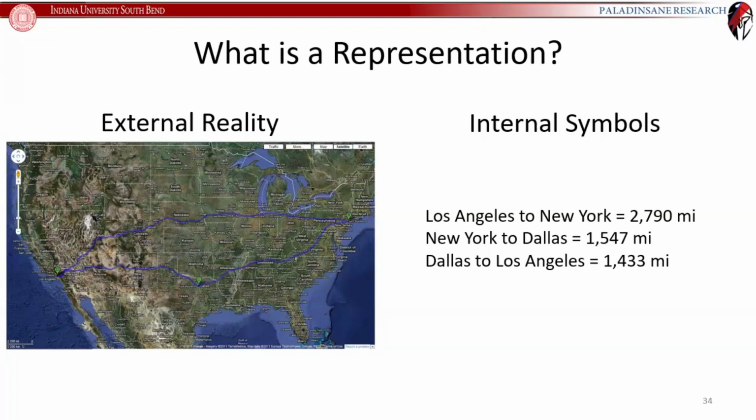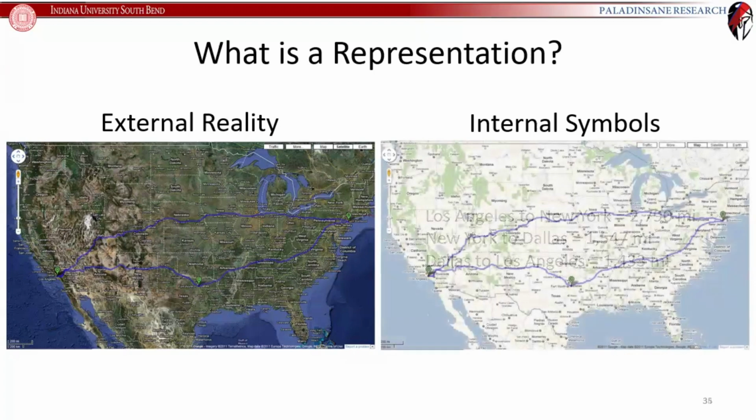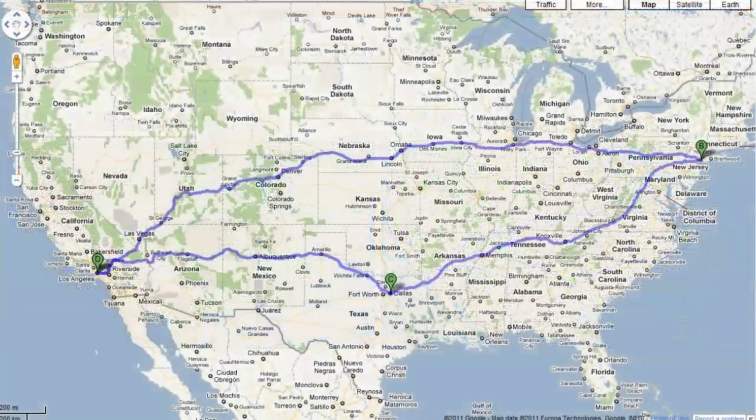And the reason that we're trying to figure out which of these representations we use is because they make certain behaviors possible, they make certain behaviors easy, they make certain behaviors difficult, they make certain behaviors impossible. So for example, if I am using this representation and I have to answer the question, which of these three cities is the most easterly city? Is it Los Angeles, is it Dallas, or is it New York?